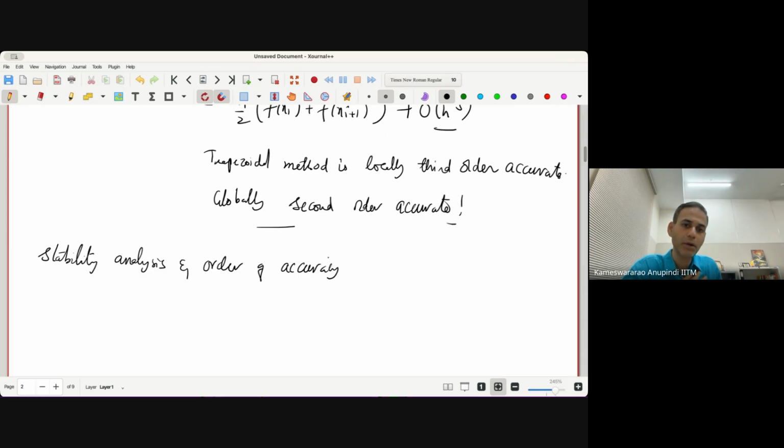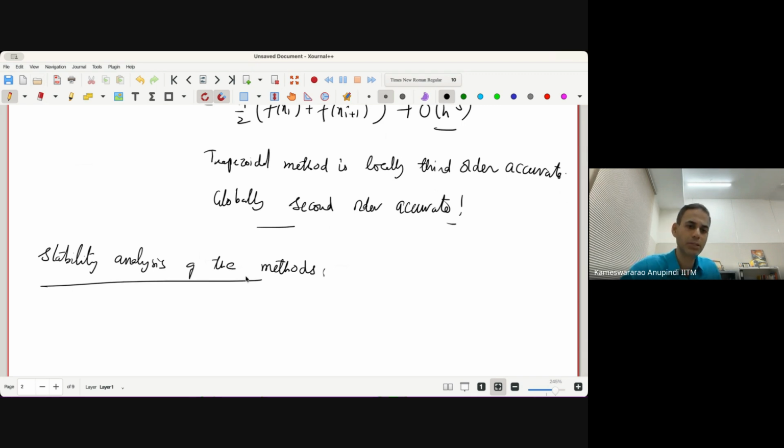Okay, even in the context of these methods, we have already shown the order of accuracy, so I'll come back to this a little later. So let's look at the stability analysis of the different methods. Okay, so what was stability analysis?